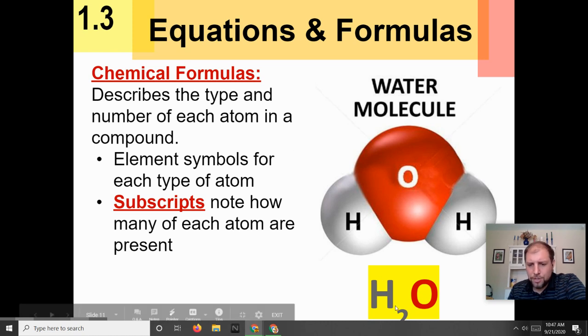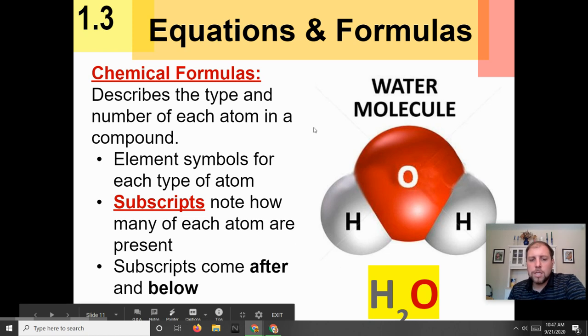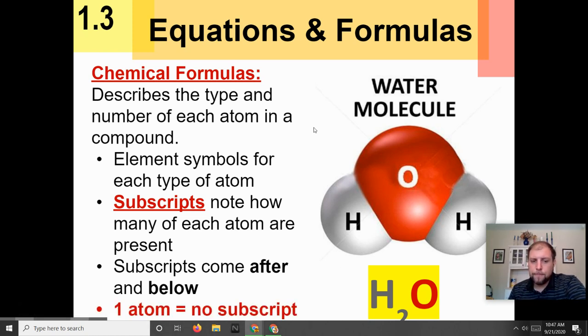Okay, so even though it's cut off at the bottom of the screen here, because water has two hydrogen atoms in it, we would say that it is H2. And then since there's just one oxygen, O, okay? Subscripts come after and below each element, and this is important.